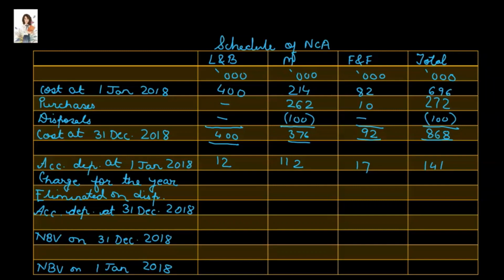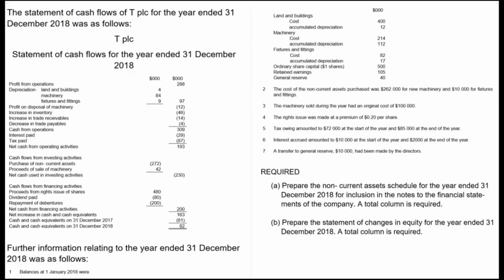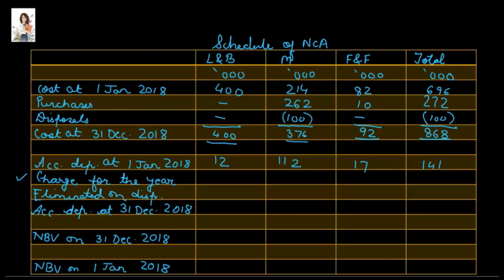We must now fill in the row for depreciation charged during the year. In the cash flow statement, the depreciation charged during the year is added back to the profit from operations, and we can easily pick up these figures from here for land and building, machinery, and fixtures and fittings. So we can now write the depreciation charged for the year in the schedule. A total of $97,000.